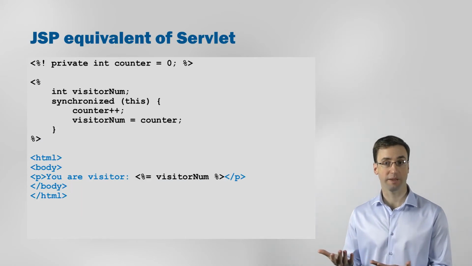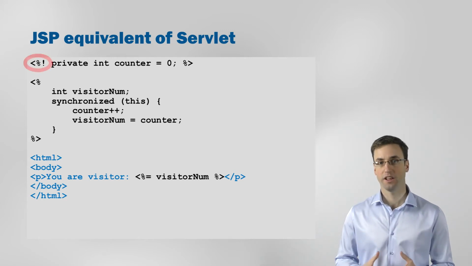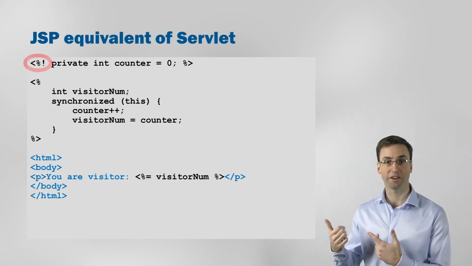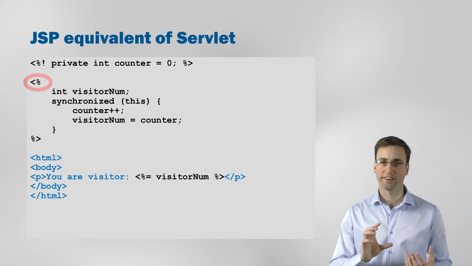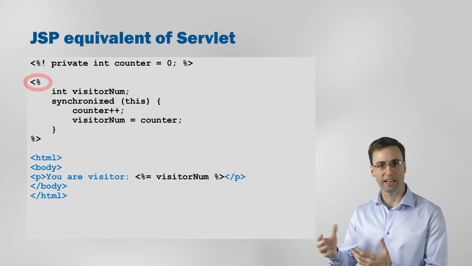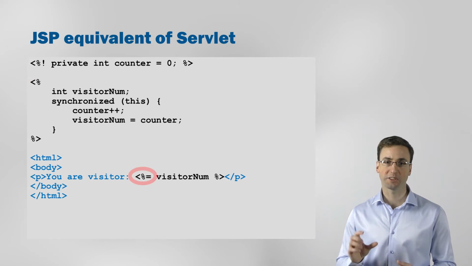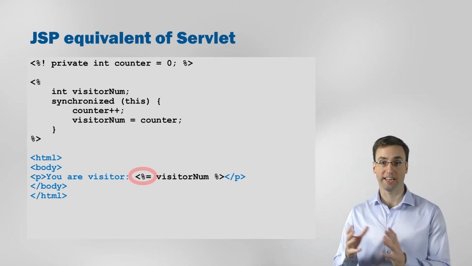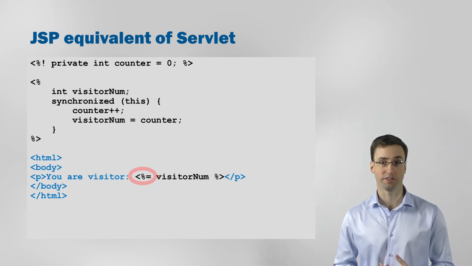So here's the JSP equivalent of our servlet. The declarations are written inside less than percent exclamation mark brackets, and this is how you declare an instance variable. Fragments go inside less than percent brackets, and this is how you write a Java statement and declare local method variables. Expressions go inside less than percent equals brackets, and the value of this expression will be written out in response.